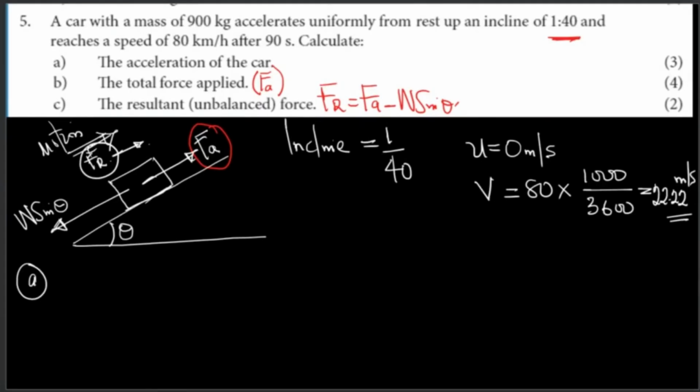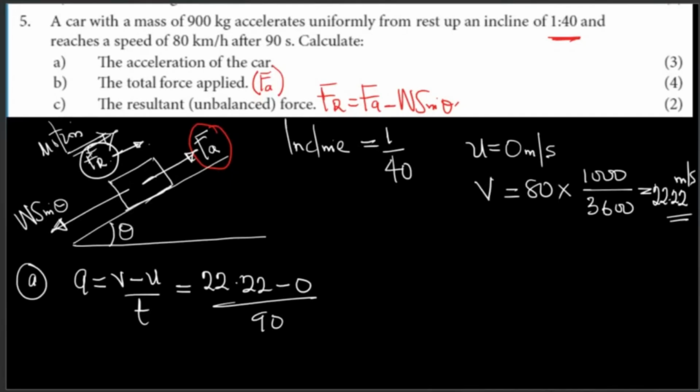Anyone, how are we going to get the acceleration of the car? We can get that from the change in velocity, v minus u over t. So it's going to be 22 minus 0, the time is 90. So this is how we are going to get the acceleration. With the total force applied, we are going to use an equation I showed you here for upward movement.